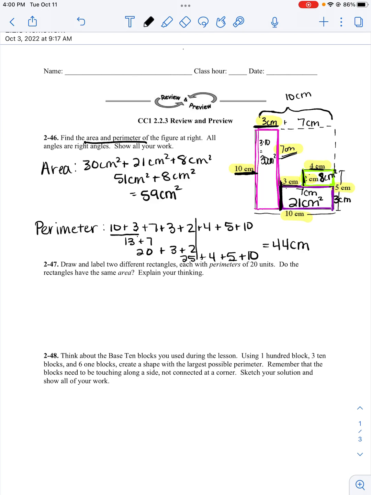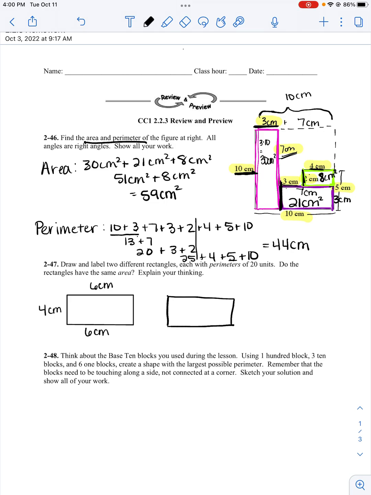Okay, problem 47. Draw and label 2 different rectangles, each with perimeters of 20 units. Do the rectangles have the same area? Explain your thinking. Okay, so I have 2 rectangles. One of them I could maybe do 4 centimeters by 6 centimeters.